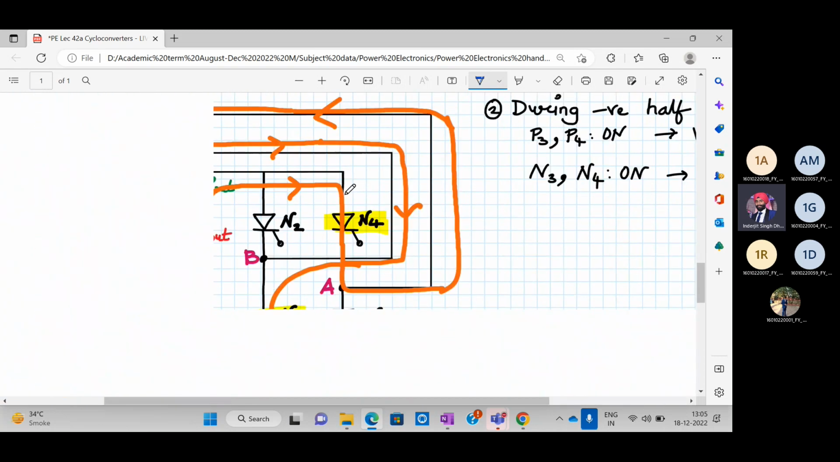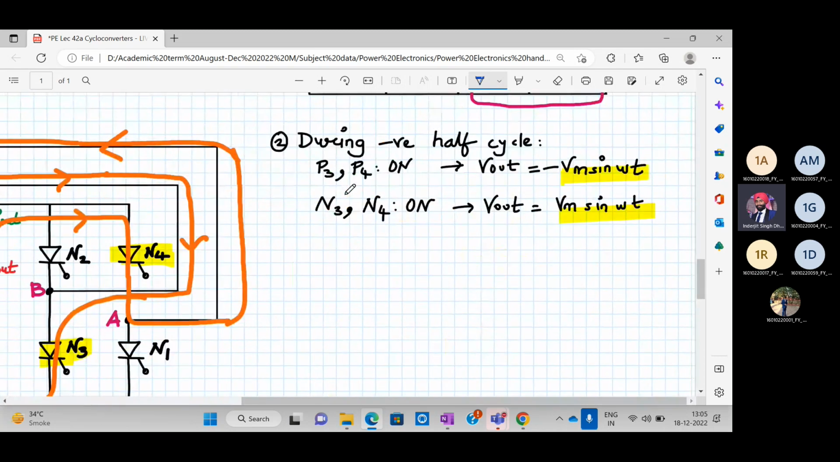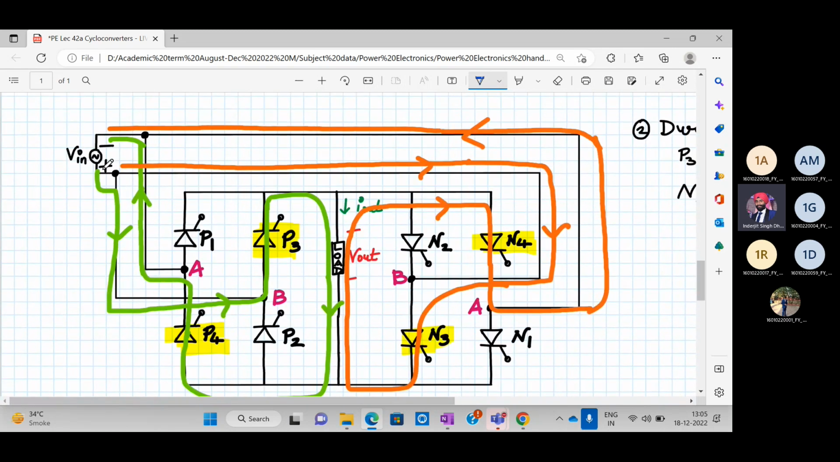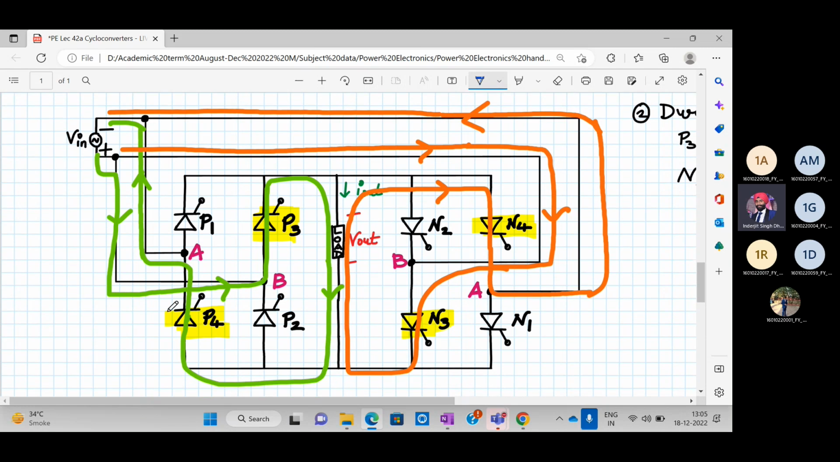Okay. Now let me explain the other case, the negative half cycle. During the negative half cycle, the polarity changes. It goes from below, a negative half cycle, then to point B. So P3 is on, then you go through the load, then P4 is on, back to the supply. Again, from the other side, you start from the positive supply. It goes through point A and then N3, then the load, then again to N4, point A and back to supply.